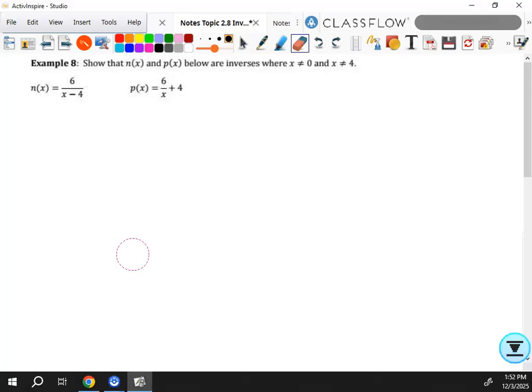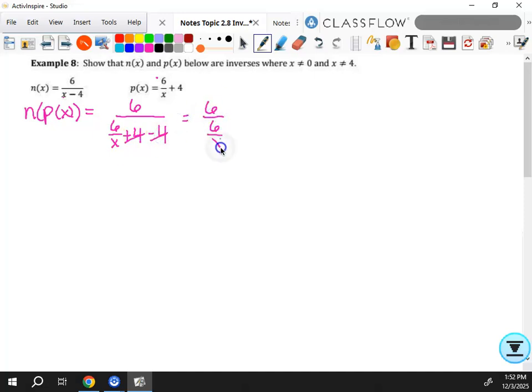All right. So we start off with n of p of x. That means I'm going to take p of x and put it in here where all the x's are. So this will be 6 over x plus 4 minus 4. Does that look horrifically ugly? Yes. Is it a crazy difficult question? No. So what happens with that plus 4 minus 4? They cancel out. They zero out. So that leaves me with 6 over x.